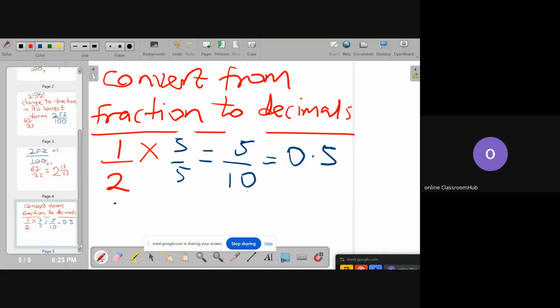Because the 10 here is power 1. So that is 1 decimal place. If the 10 was 100, it means it is power 2, 10 power 2. In that case, 2 decimal places. And that will give us 0.05. Let's take another example.